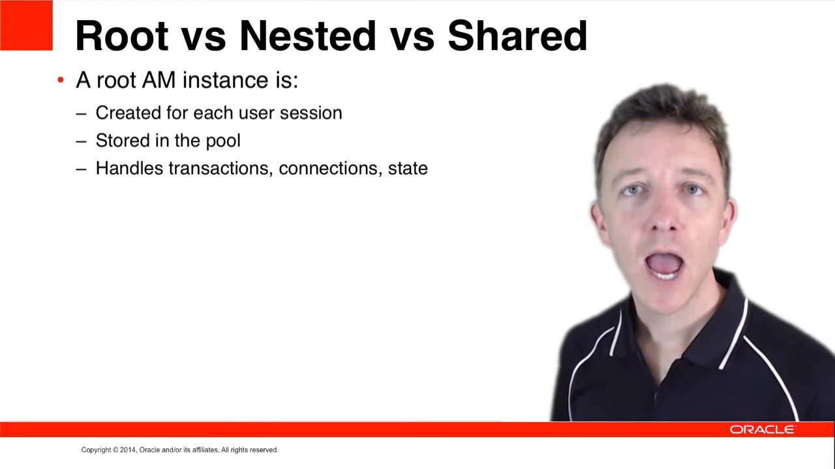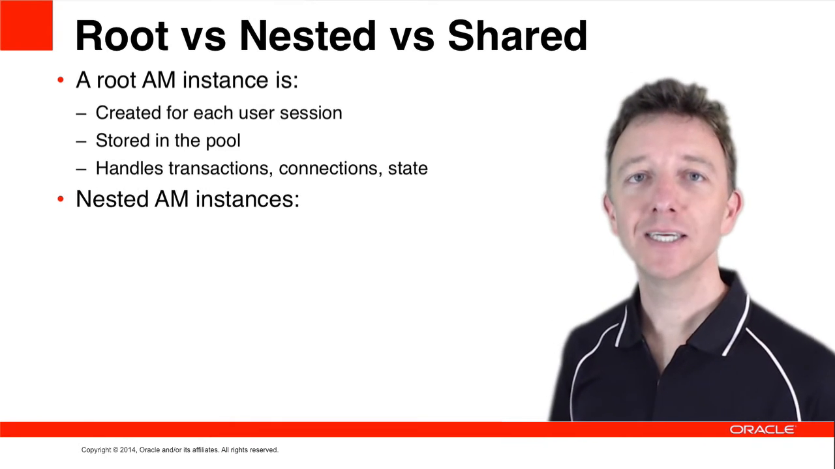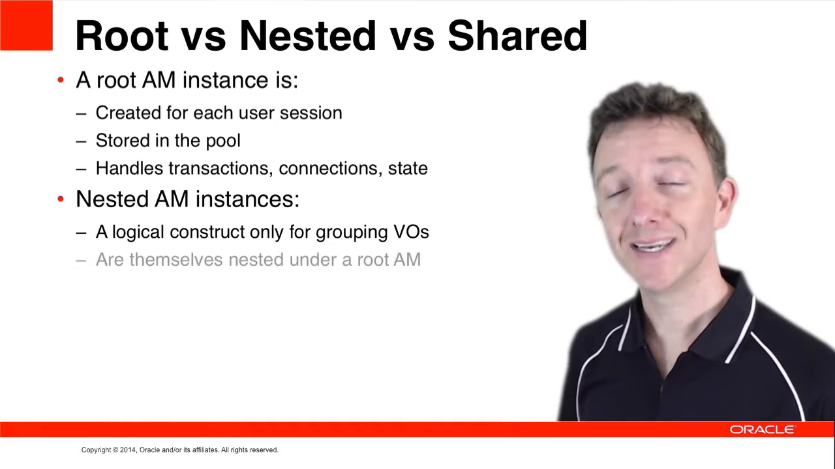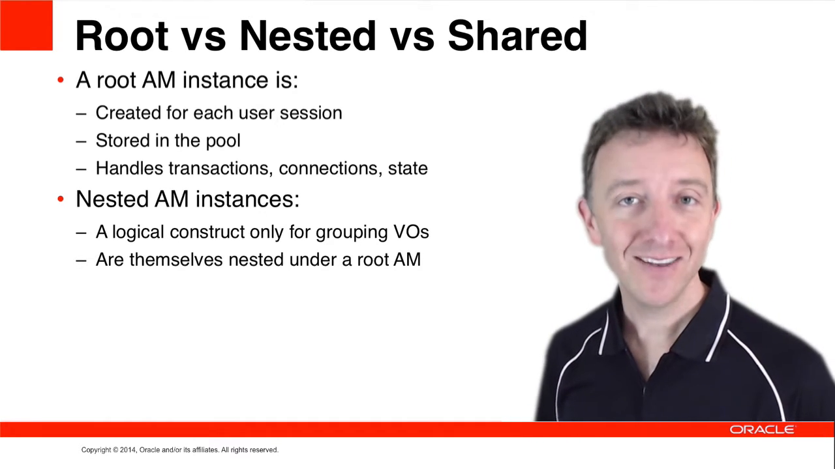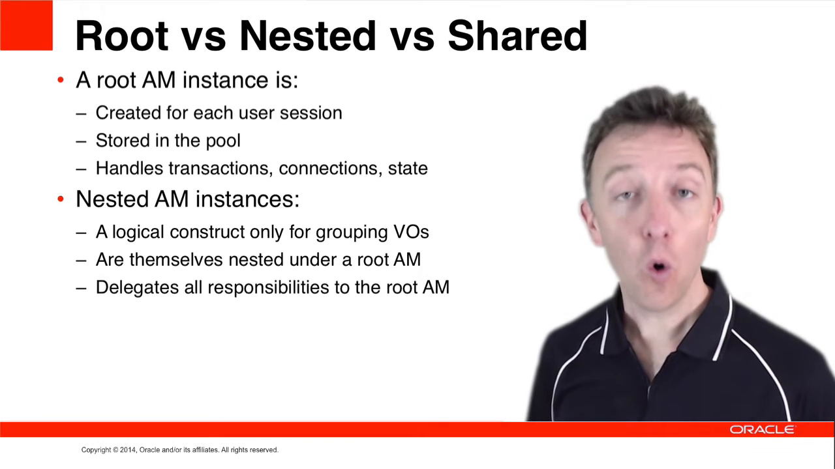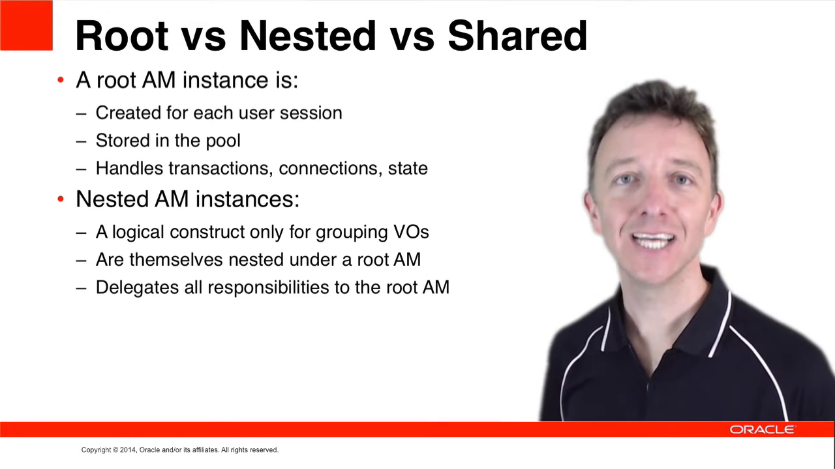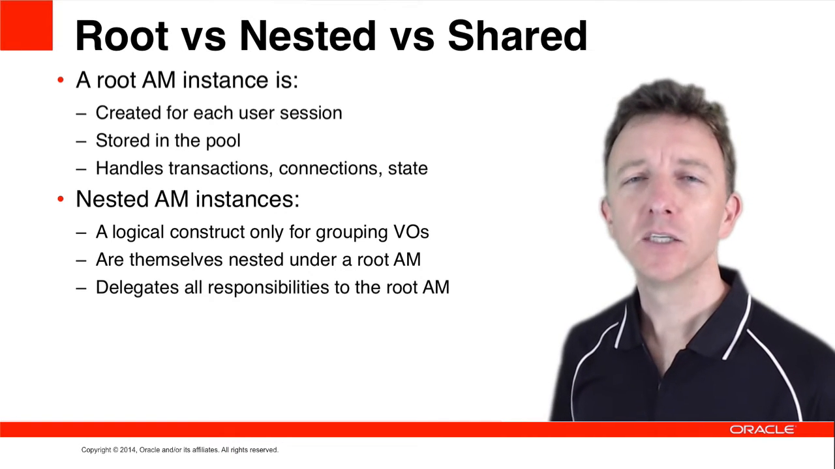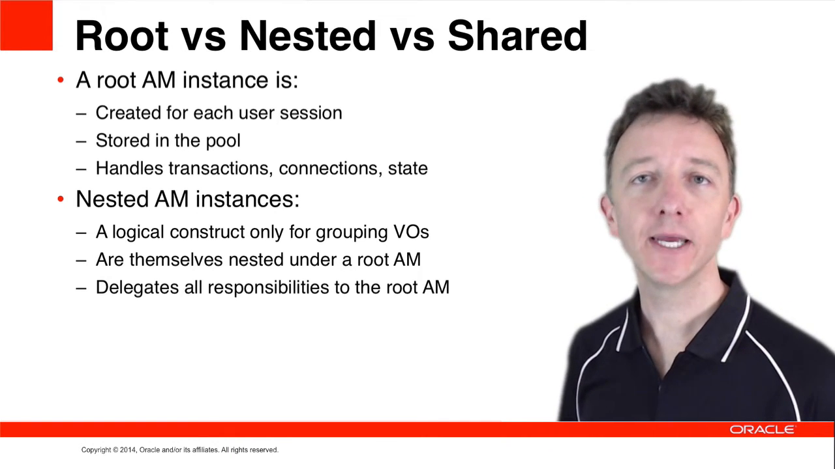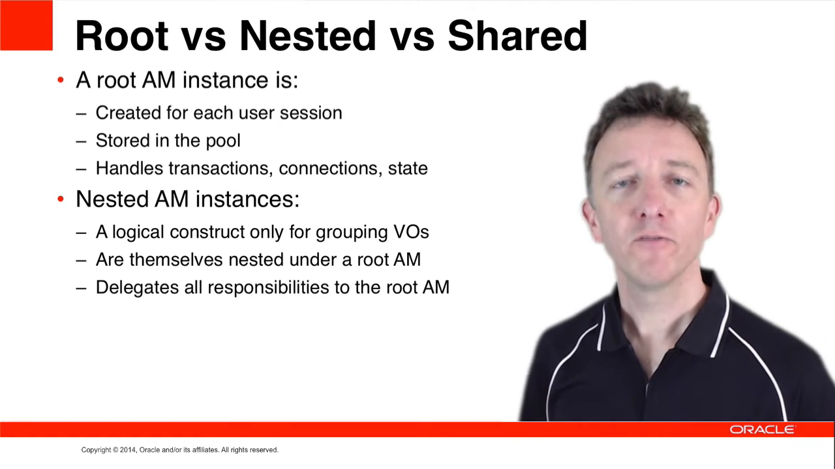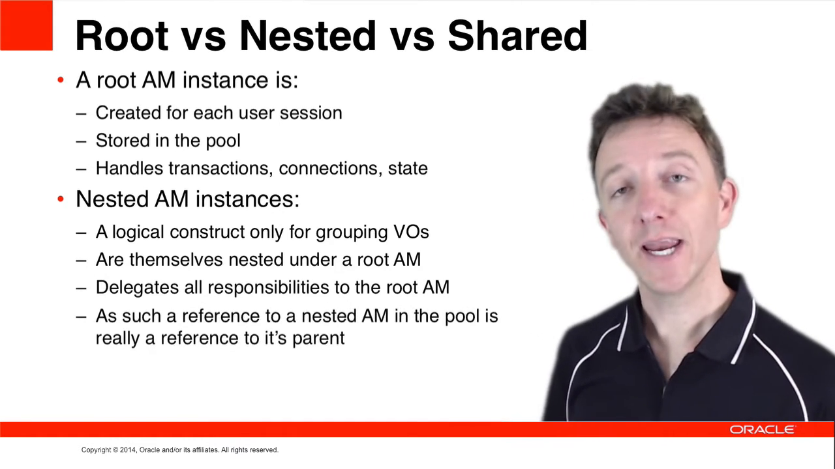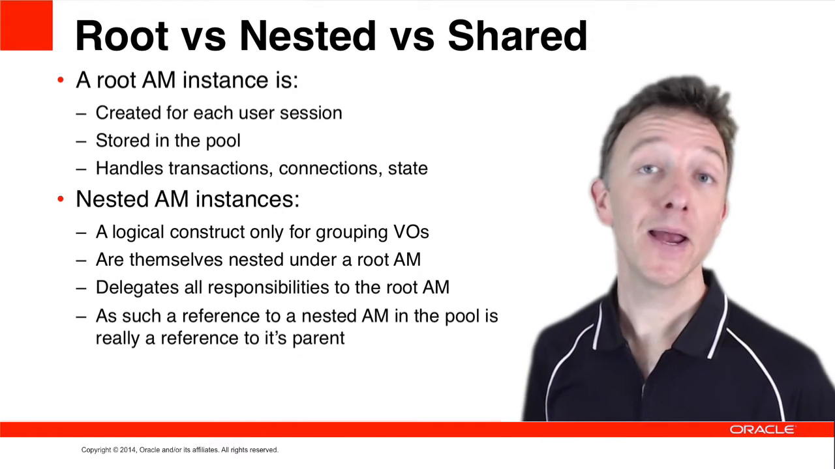As we also know, only the root application module is responsible for the transaction, connection, and state management. A nested application module is simply a design time concept for grouping view objects. They themselves nest under a root AM, and they delegate all the transaction, connection, and state management to their root application module. So for all intents and purposes, we can ignore nested application modules from the following discussion on application module pools. You just equate any nested AM to its parent root AM.